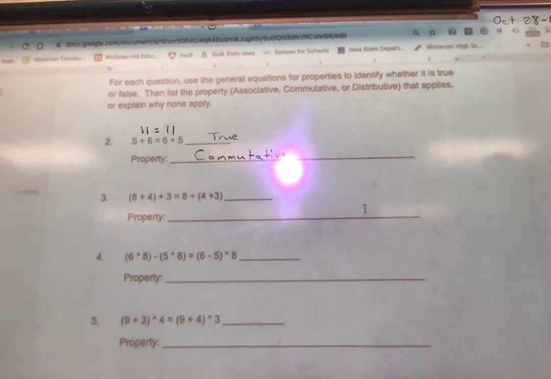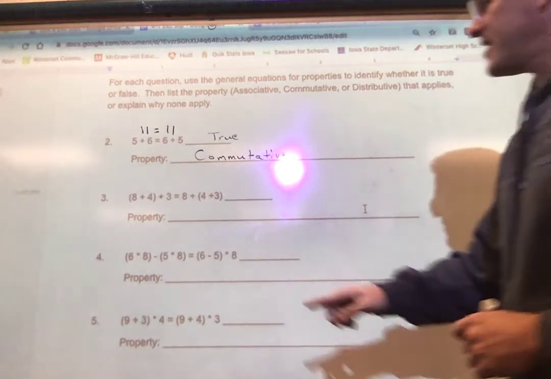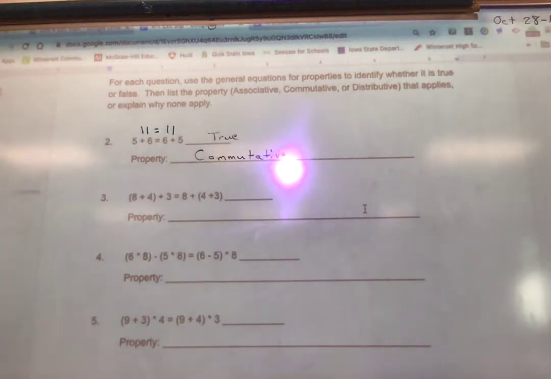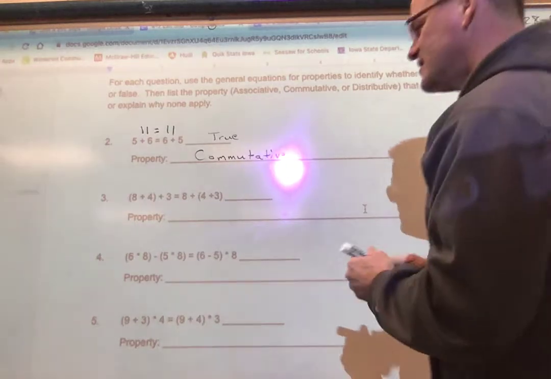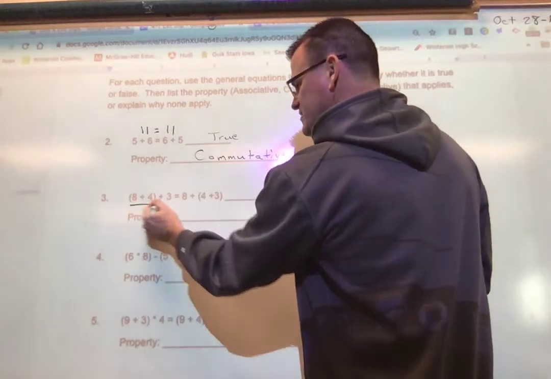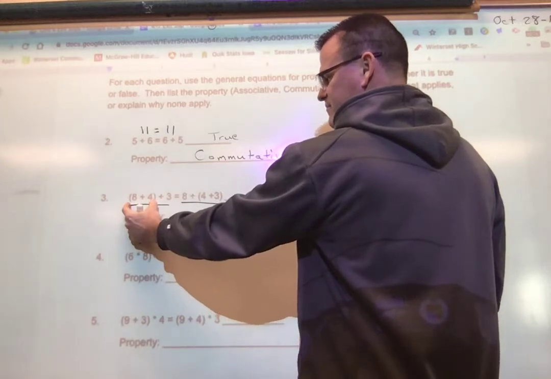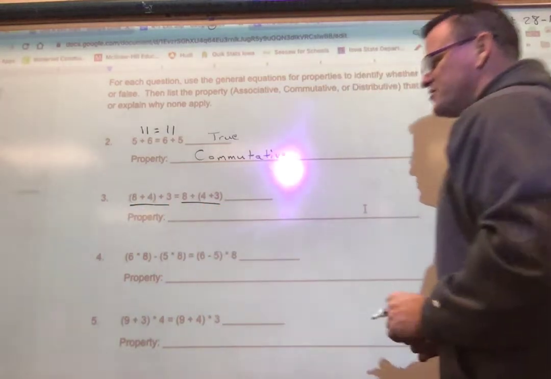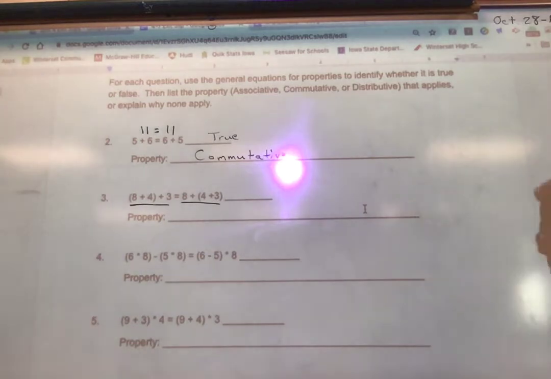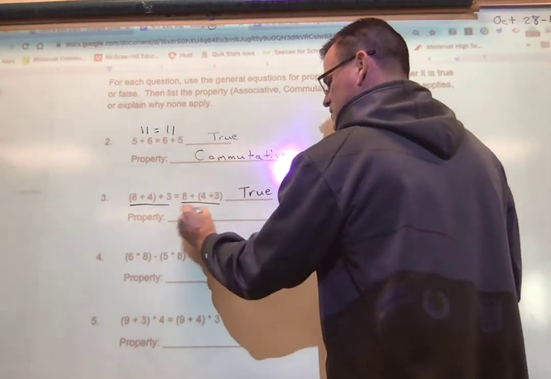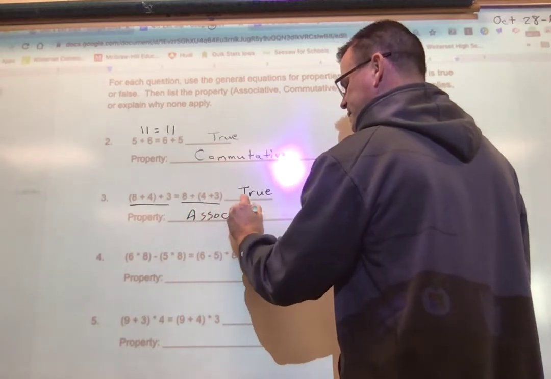Number 3, we've got 8 plus 4 in parentheses plus 3, and that equals 8 plus 4 plus 3 in parentheses. All right, so when I'm looking through here, I'm seeing they're kind of regrouping these. Notice it's still 8 plus 4 plus 3, 8 plus 4 plus 3. They just moved, instead of doing 8 plus 4 first, I'm going to do 4 plus 3 first, because we can add in any order. That's the associative property. So I know this is true. And that's the associative property.